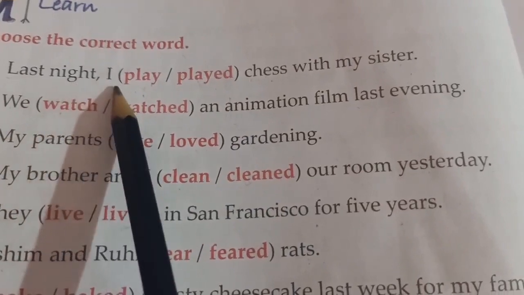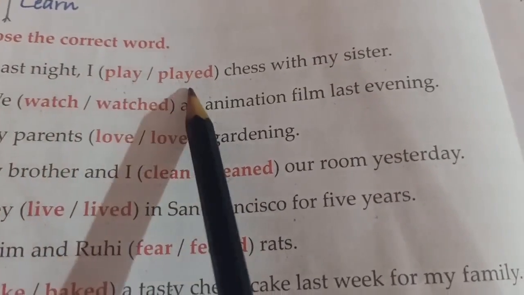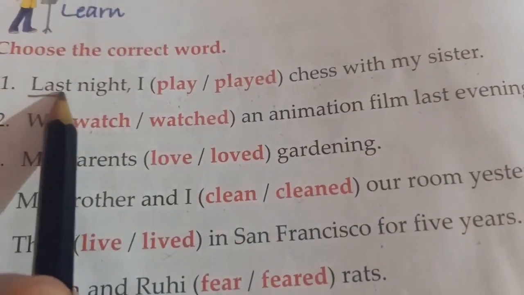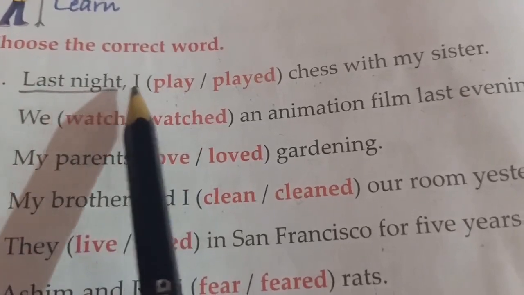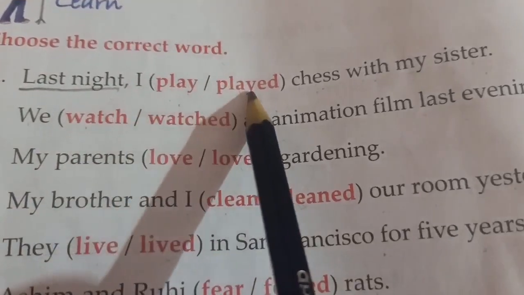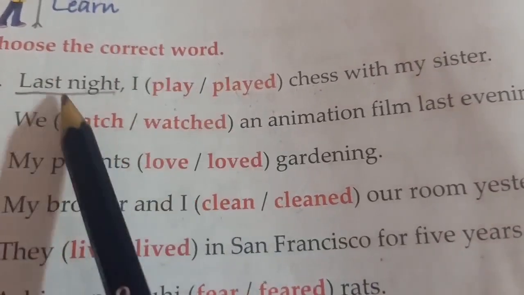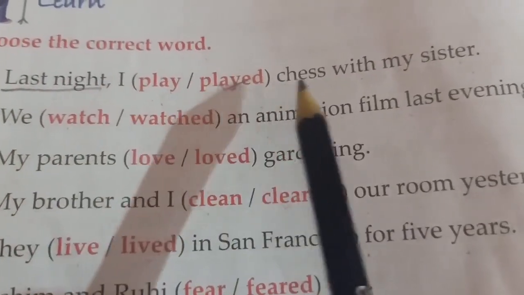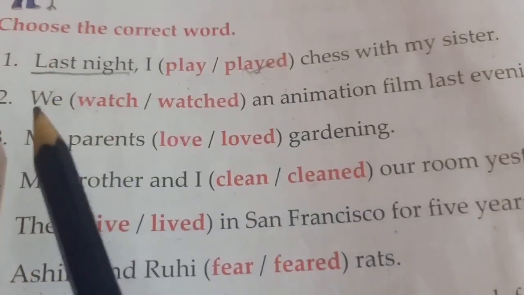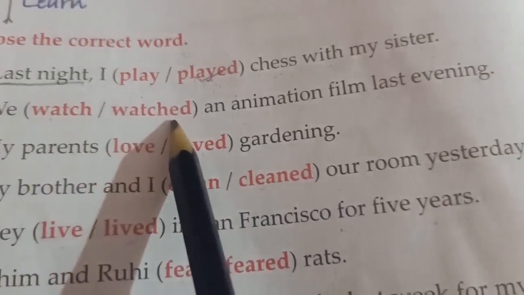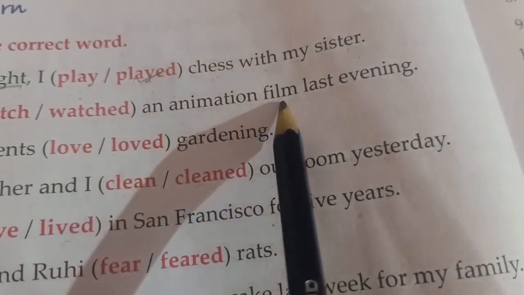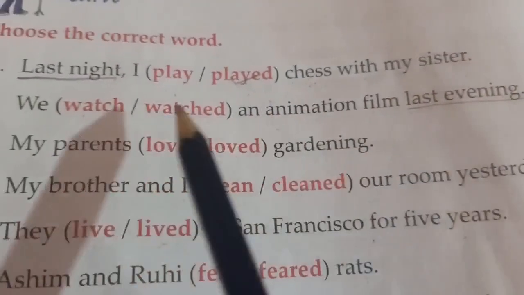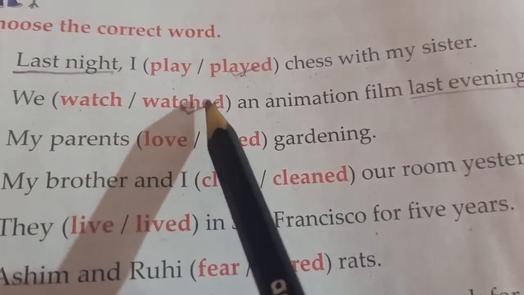Last night I play or I played chess with my sister. So the clue is given here, last night. So what will we choose? Base form of verb or past form of verb, that is the ed form of verb. Last night is given here, so we will choose played. I played chess with my sister. We watched an animation film last evening. Again the clue is given, last evening. So we will choose the past form of verb, the ed form of verb.